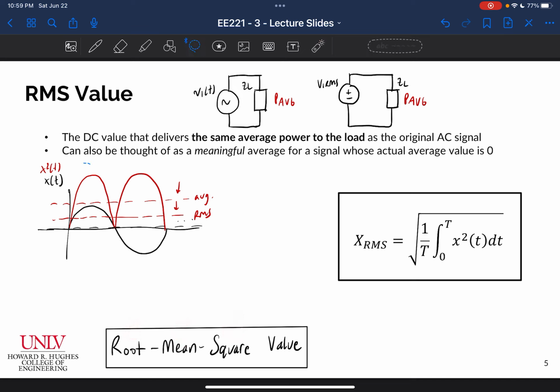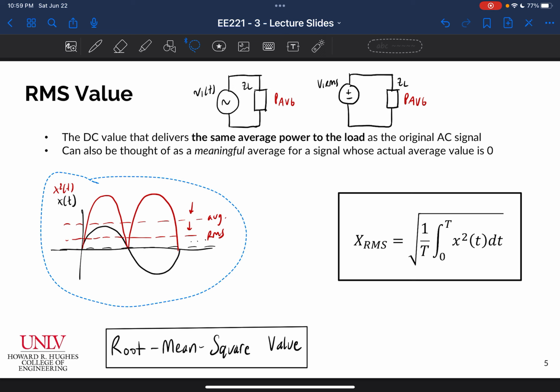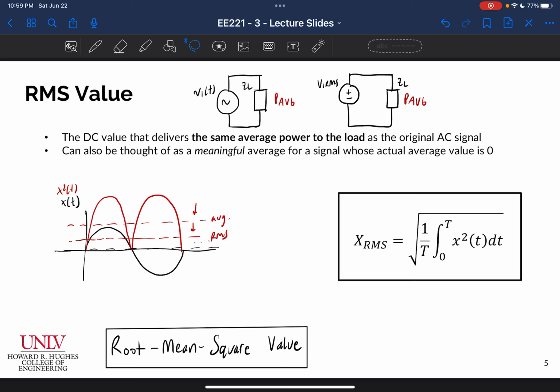So this might be confusing, but I think it'll make some more sense after we do some examples. In the next couple of videos, I am going to solve for the RMS value of a couple different types of signals so that you can see what the process looks like for finding the RMS value, okay? So I'm going to go ahead and end this video right here.